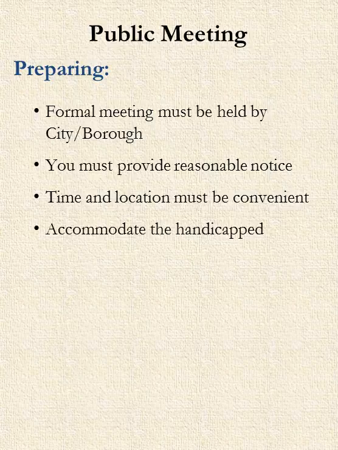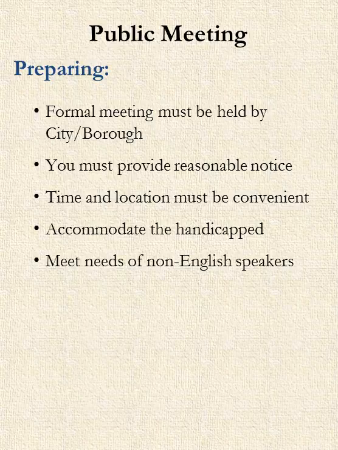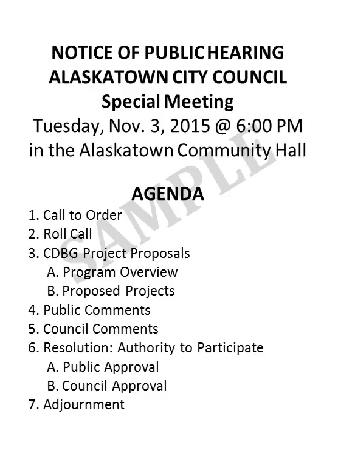You also are required by federal law to accommodate the handicapped and to meet the needs of non-English speakers if you expect non-English speakers to show up. So then this is an example of what your public notice can look like. It doesn't have to look exactly like this, but you basically just need to tell people when and where it's going to be, and then you need to tell them what you're going to be talking about at the meeting.